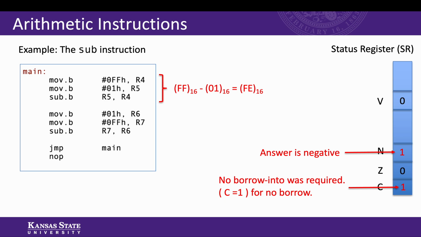And I'm just going to leave that at that. Once you work these things out by hand a little bit, you'll start to convince yourself of this. But just remember that C is going to be the opposite. If I did not need a borrow into, C will be 1.